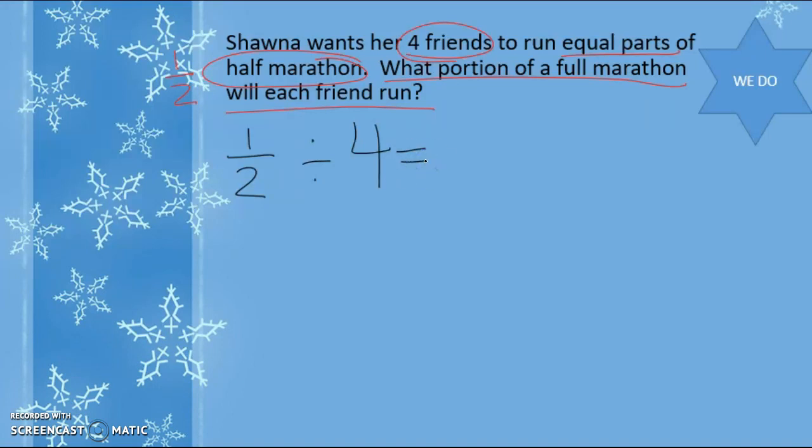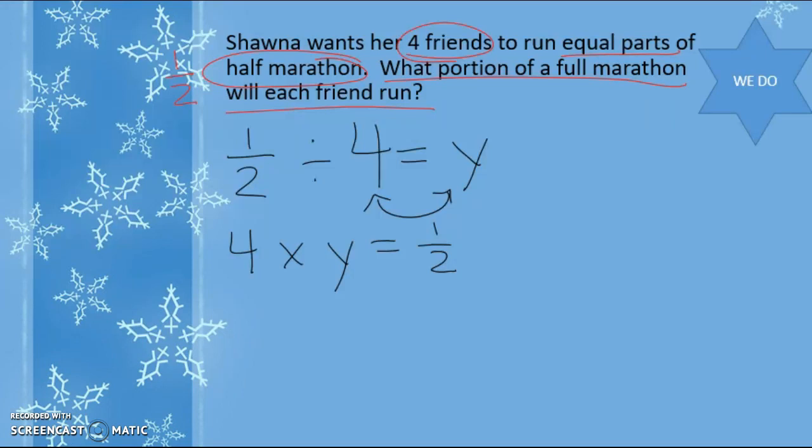Our unknown, let's switch the letter and just put y this time. So a half marathon divided by 4 friends equals y. What's the inverse? 4 times y equals 1/2. You might be able to figure out what I multiply 4 by to get 1/2. If not, let's do a model.